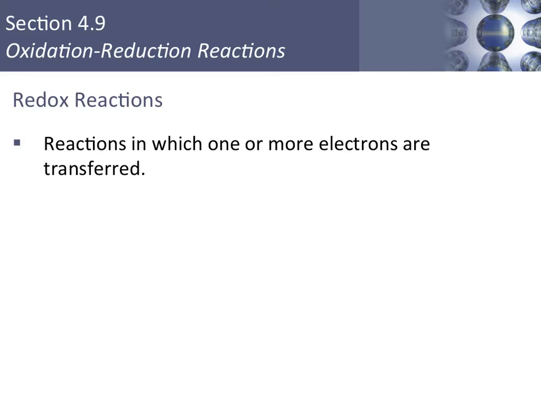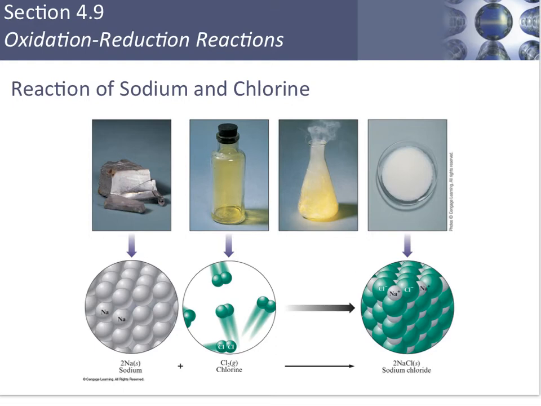A redox reaction is a reaction in which one or more electrons are transferred. We usually think about electrons being transferred in ionic compounds. So for example, sodium and chlorine reacting to form the ionic compound sodium chloride, where the sodium ions have lost an electron and the chloride ions have gained an electron. However, we do need to think about electrons in covalent compounds as well.